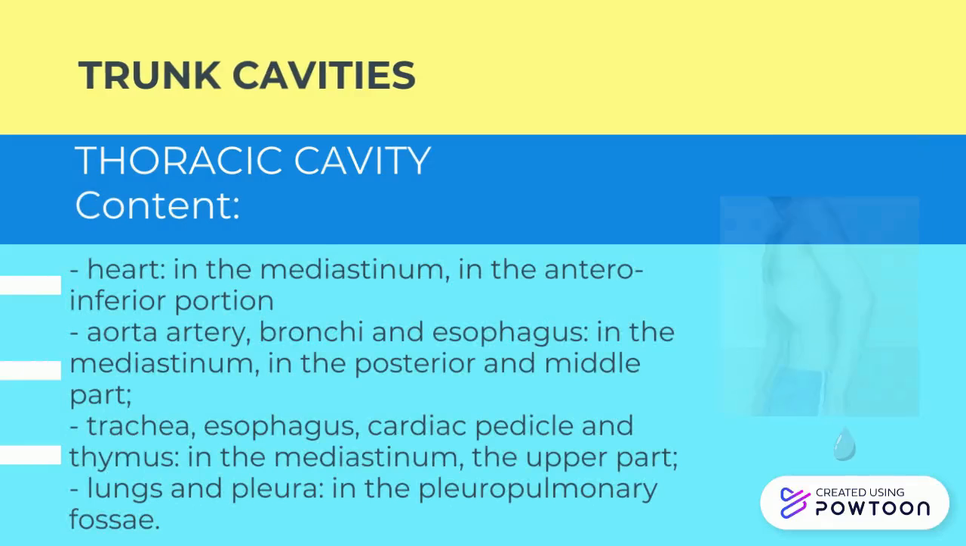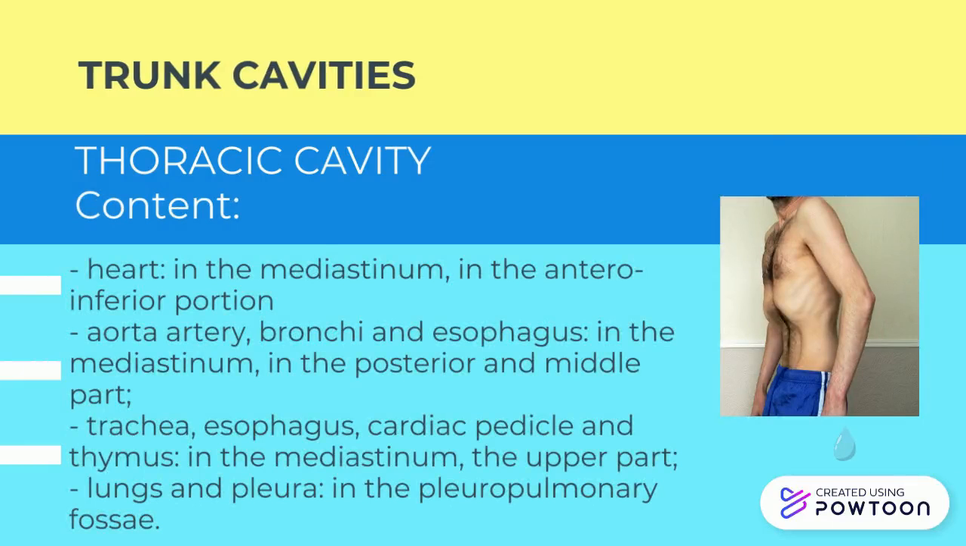Contents: the heart in the mediastinum in the anterior inferior portion. Aortic artery, bronchi and esophagus in the mediastinum in the posterior and middle part. Trachea, esophagus, cardiac peduncle and thymus in the mediastinum, the upper part. Lungs and pleura in the pleuropulmonary fossa.